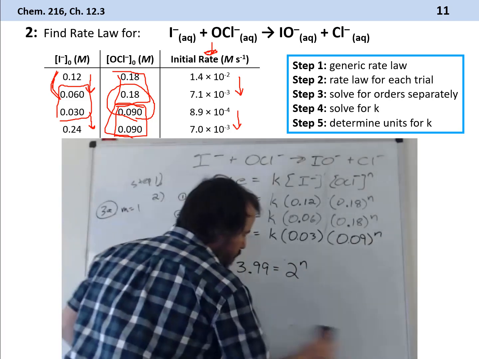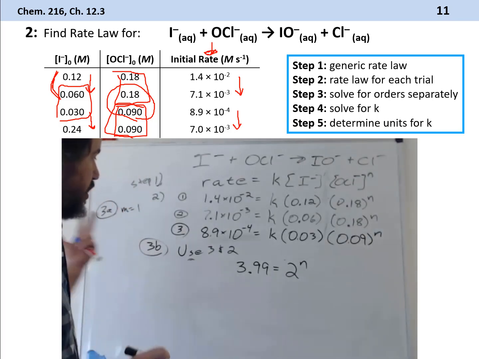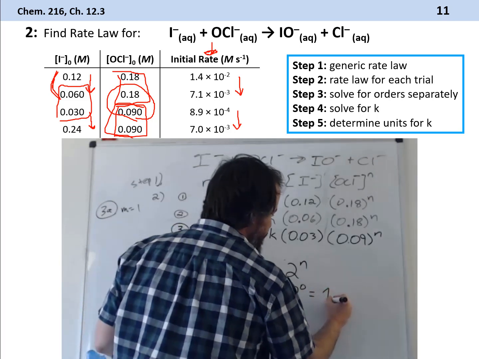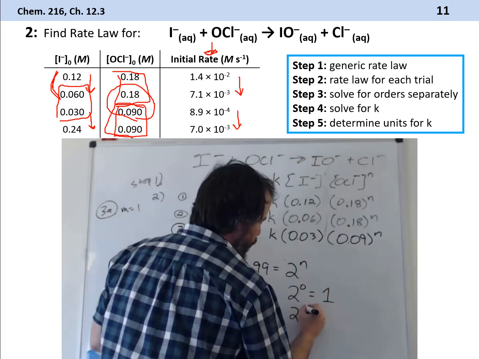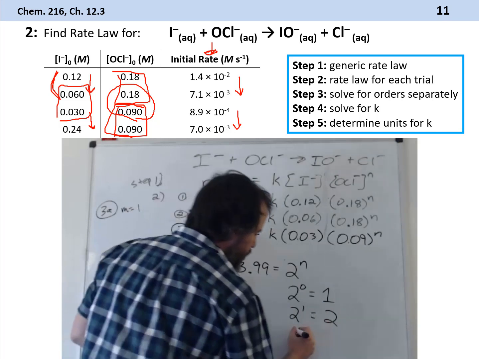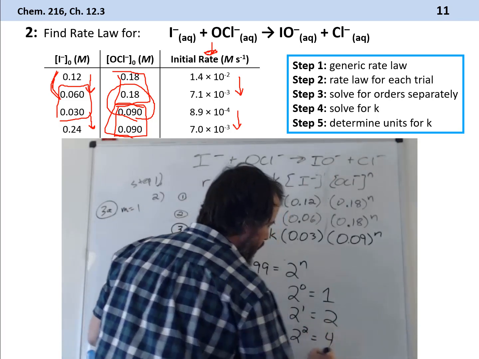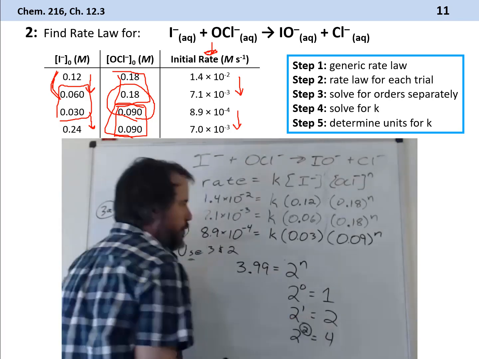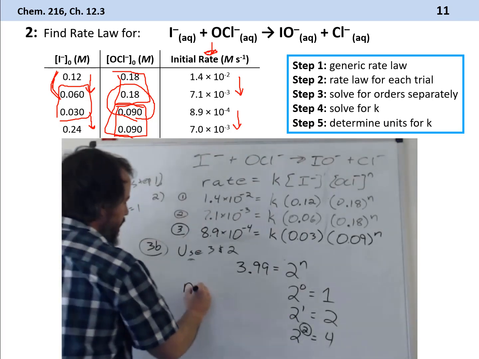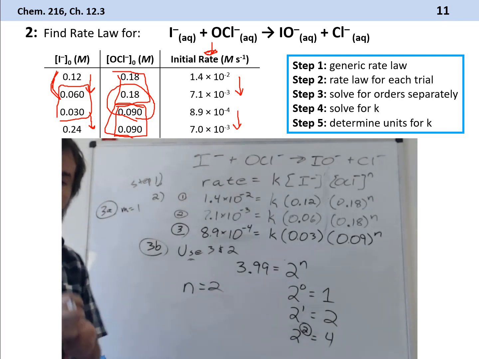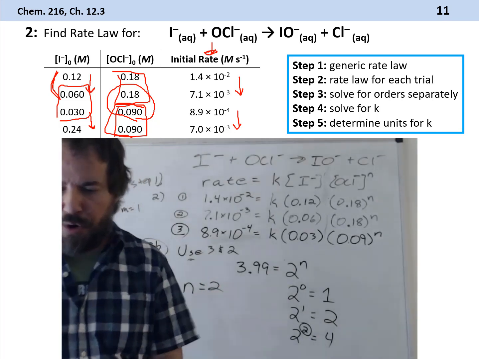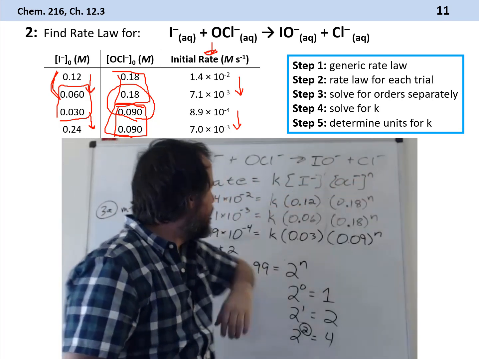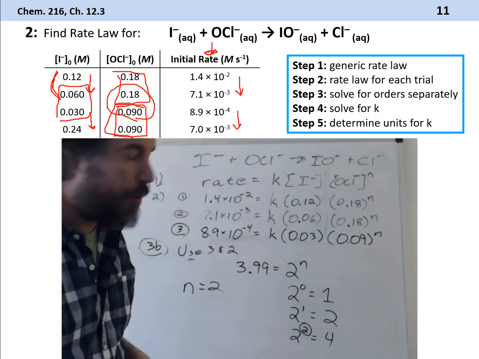All right, and now I figure out what my value for n is. If it's 2 to the 0, that would be 1. 2 to the 1 would be 2. 2 to the 2 would be 4. So that means that n is equal to 2. I just found out that n is equal to 2. Okay, so we found out what m is, we found out what n is. Now we can finally find out what k is.